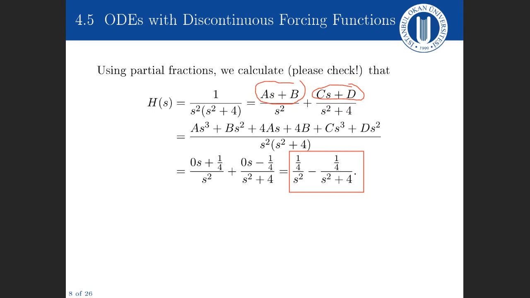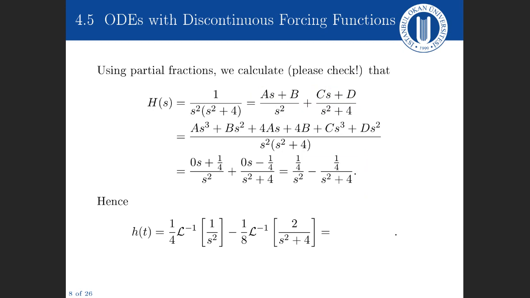We know how to find the inverse Laplace transform of this. Look at your table of elementary Laplace transforms. You will see that the inverse Laplace transform of 1 over s squared, of course, is just t. And the inverse Laplace transform of 2 divided by s squared plus 4, of course, is sine 2t. So we can find that small h is t over 4 minus 1 over 8 sine 2t. These are the same ideas we did 4 weeks ago.